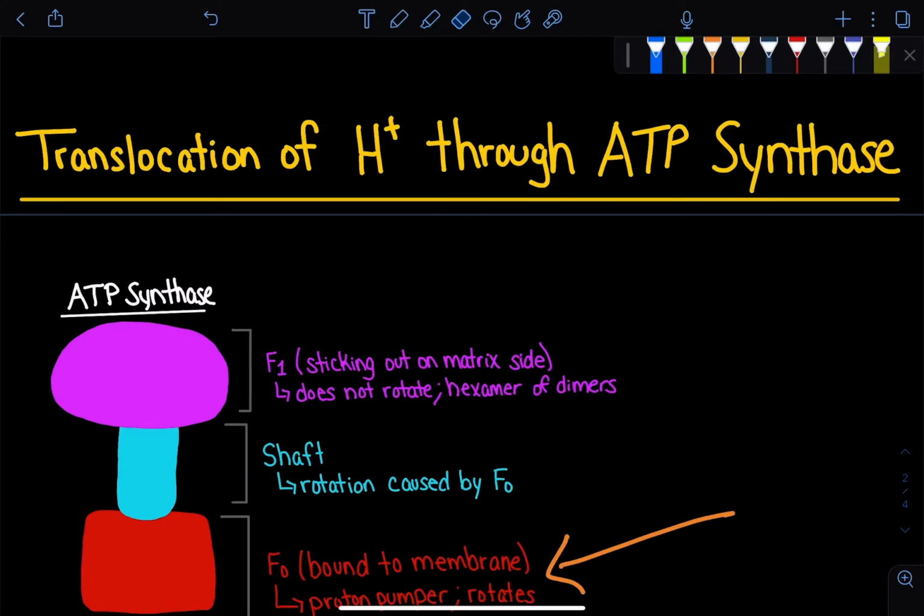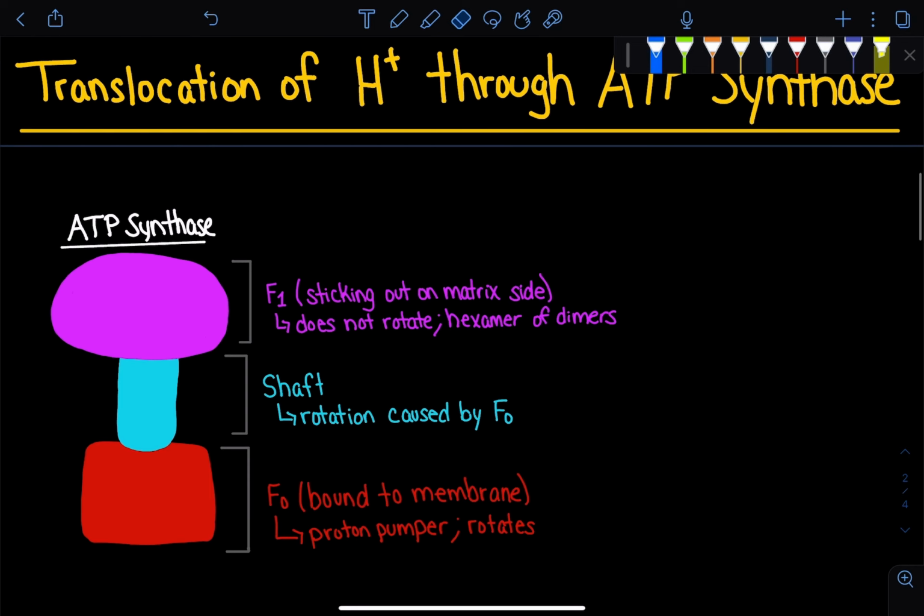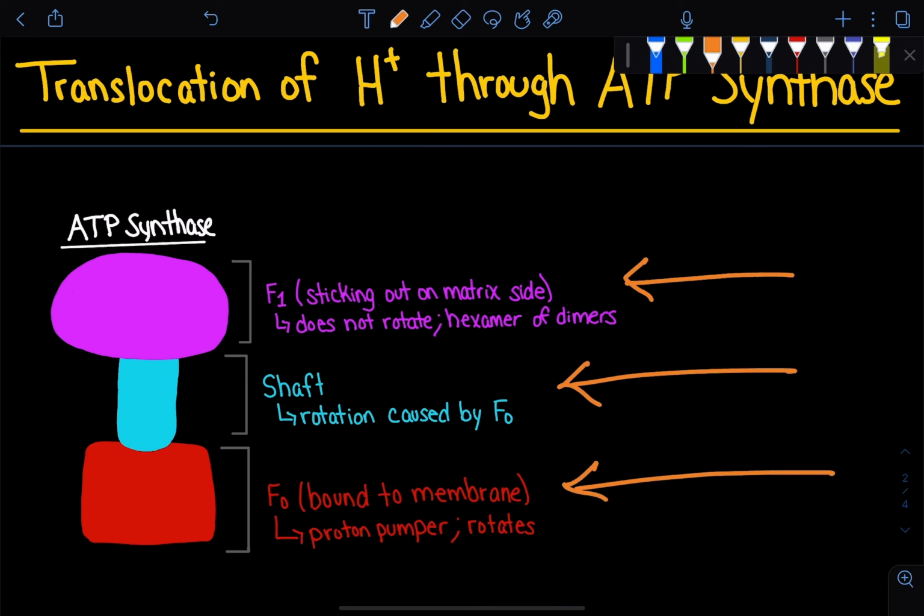So ATP synthase is the enzyme that is located at the end of the electron transport chain, and it's responsible for pumping or translocating H plus to generate ATP. So we can note over here that ATP synthase has three main components. It has the F1, the shaft, and the F0.